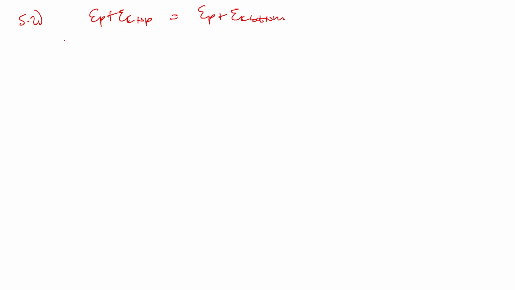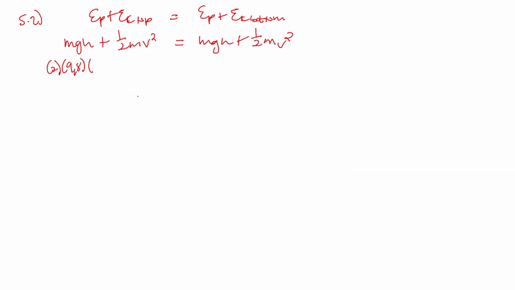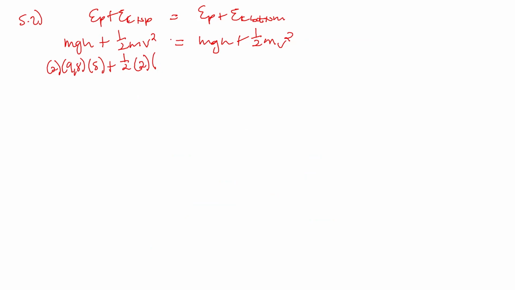Gravitational potential energy is mgh, and we know that kinetic energy is half mass times velocity squared. So the mass of the box is 2, we know g is a constant, 9.8, and the height is 5 meters. They have given it to us, 5 meters above the ground. What was the initial velocity at the top? It is released from a point of rest, so the velocity at the top is 0. So actually this whole part will be 0, but just jot it down so you can see for yourself.